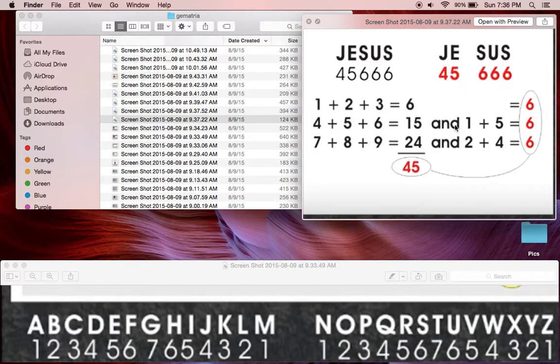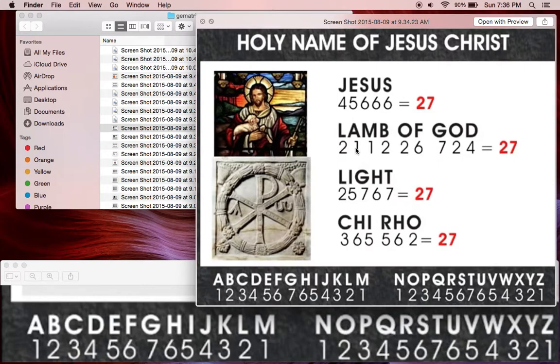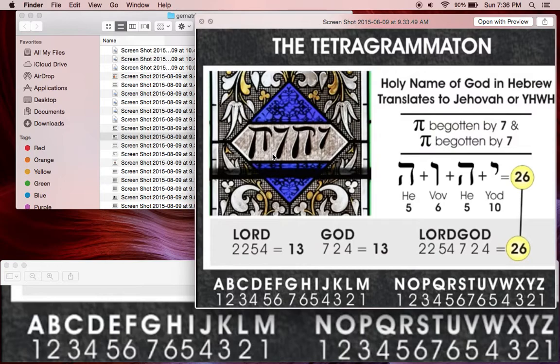The rest of his name is just one big code. Jesus equals 27, Lamb of God, light, the chi rho, that also equals 27, okay? And this looks like yud hey vav hey. Actually, these heys look like pi, you know? Looks like pi 7, pi 7. And Adonai, yud hey vav hey, actually equals 26, just like in English gematria, Lord God equals 26.